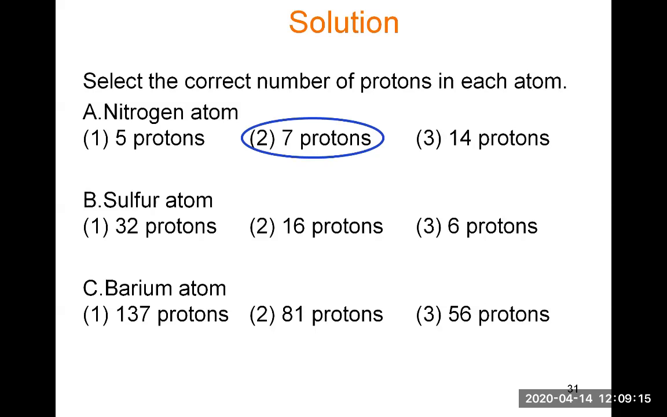Sulfur. Sulfur is very close to nitrogen, down to the right, symbol S. The number above the S is 16, and that number is the atomic number. So atomic number 16 means 16 protons for sulfur. Barium. Barium, symbol Ba, is found in the lower left corner of the periodic table. The number above is 56, so atomic number 56 means 56 protons for barium.